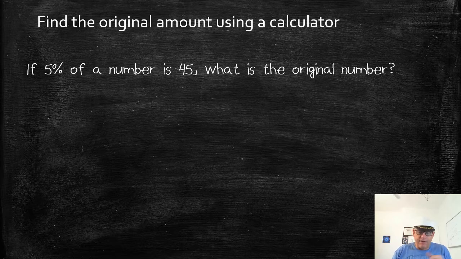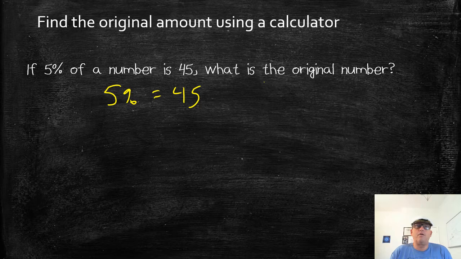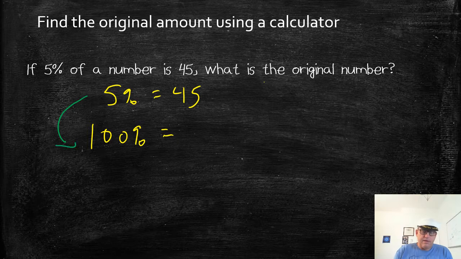So if 5% of a number is 45, what is the original number? The original number is another way of saying what is 100%. I know what 5% is. Again, we're doing this one without a calculator. What is 100%? Well, how do I change 5% into 100%? I could just multiply by 20, couldn't I? So if I multiply 45 by 20, well, 45 times 2 is 90, and then add on a 0.